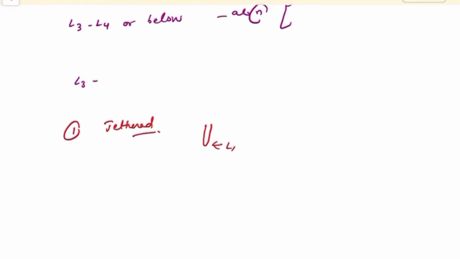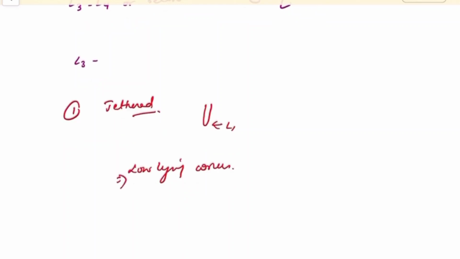So tethering happens whenever the spinal cord is low lying, so a low lying conus, but tethering is possible at the level of a normal conus position also. So there is a low lying conus, and there can be some tethering agent. Okay, like any kind of lipoma, dorsal dermal sinus, dermoid, diastematomyelia, or tight filum terminale, all these are causes of tethering.